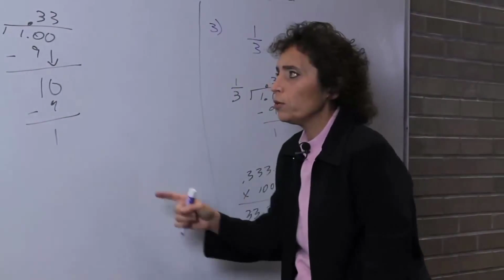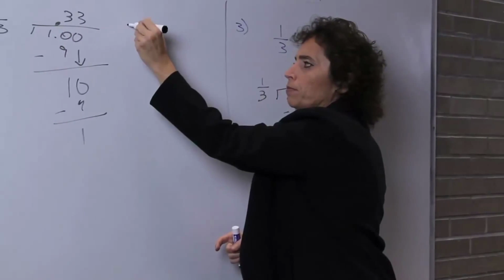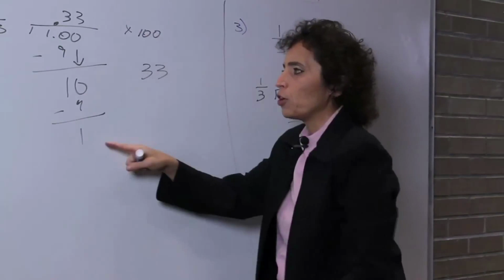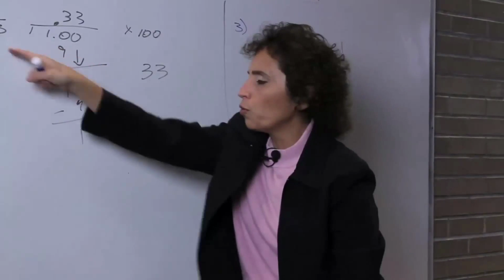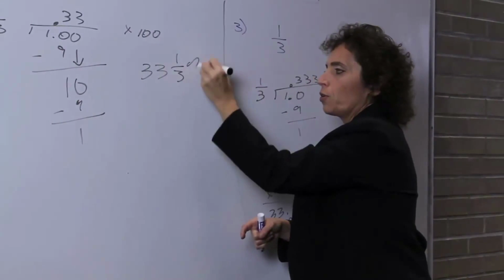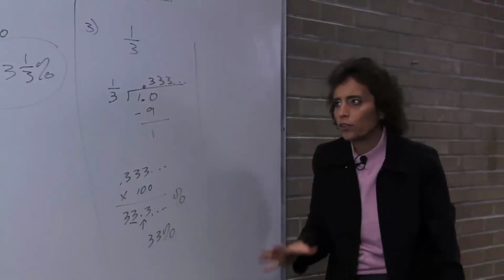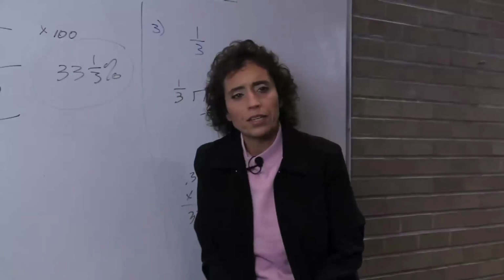So what you could do is do this. Multiply by 100. And you get 33%, but there's 1 left over, 1/3, and 1/3%. So you can leave it like that if you like. Either way you want to do it. Again, you could have multiplied by 100 by the get-go.